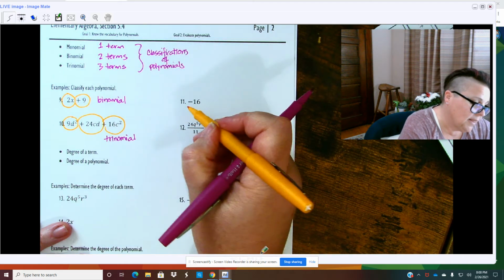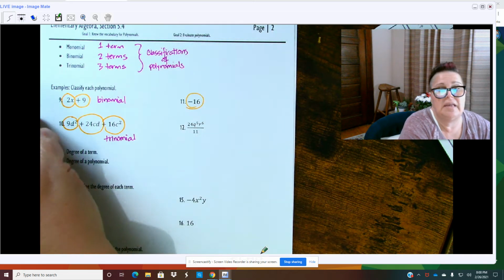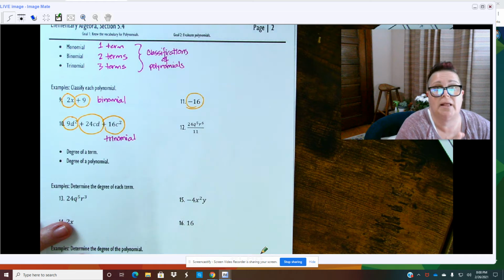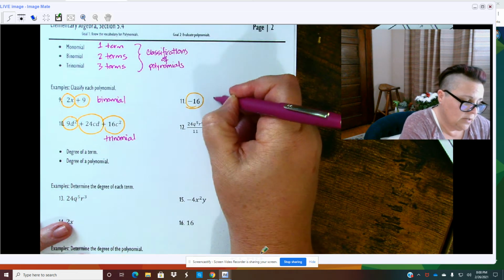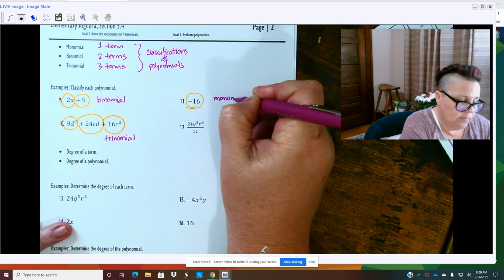For problem number 11, we have just a negative 16. That's it. That is a polynomial. It is a constant term. And since there's just one of them, we would call this a monomial.